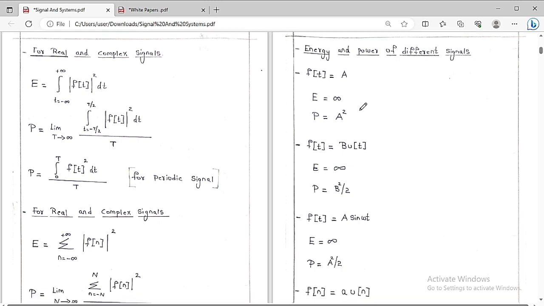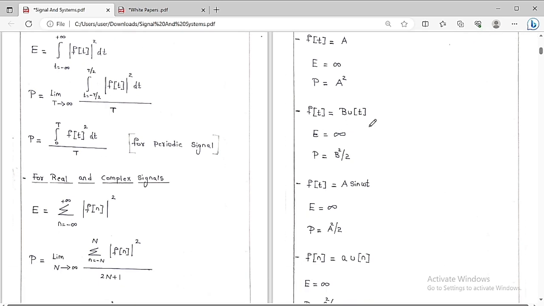Now the other signal f of t is equal to b into u of t. So we can say it is a step signal having a magnitude b. For t less than 0, its magnitude is equal to 0 and for t greater than or equal to 0, its magnitude is equal to b. So for this signal, what is the energy? Energy is equal to infinity and power is equal to b square by 2. So here E is equal to infinity and P is equal to b square by 2.